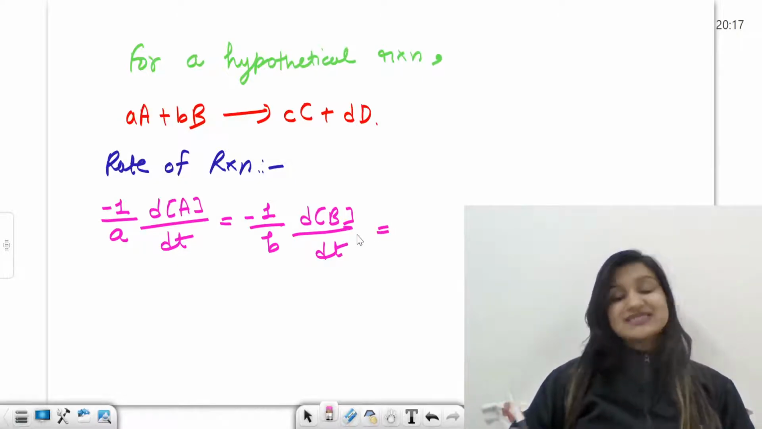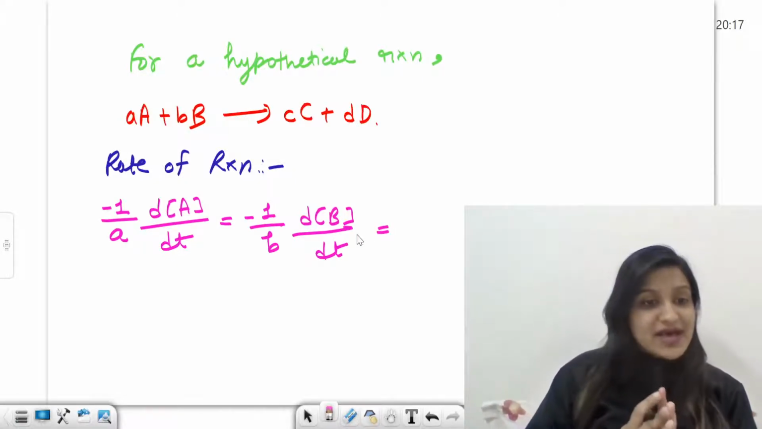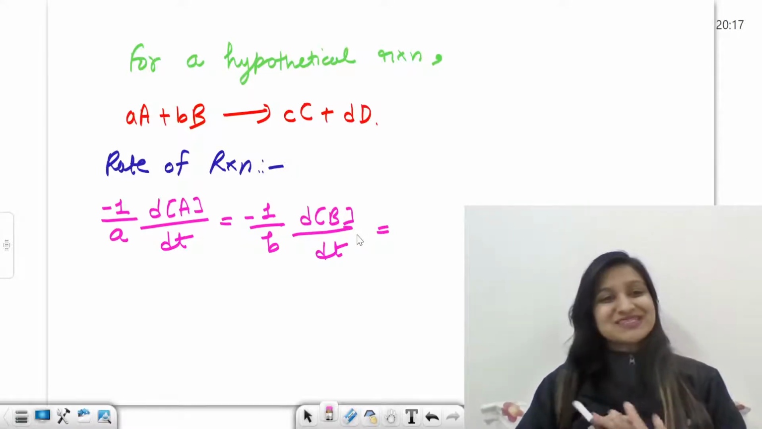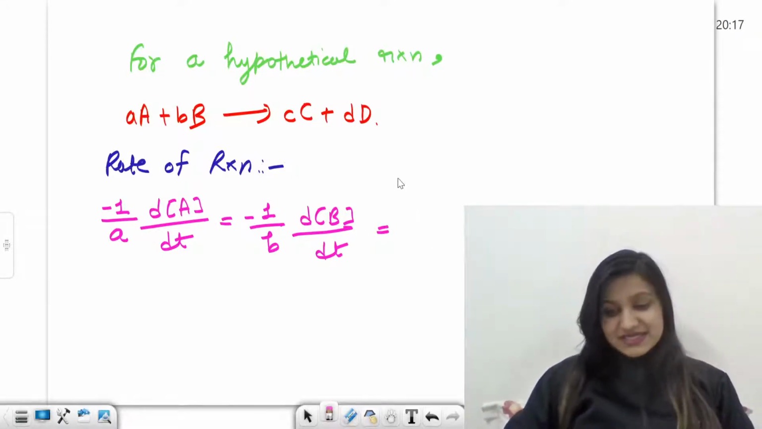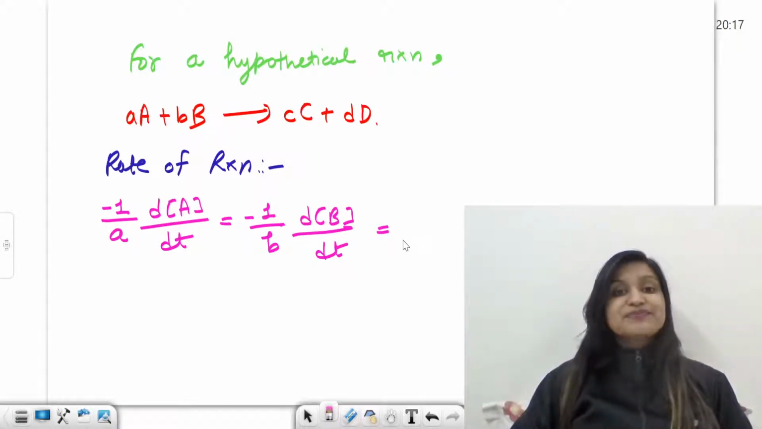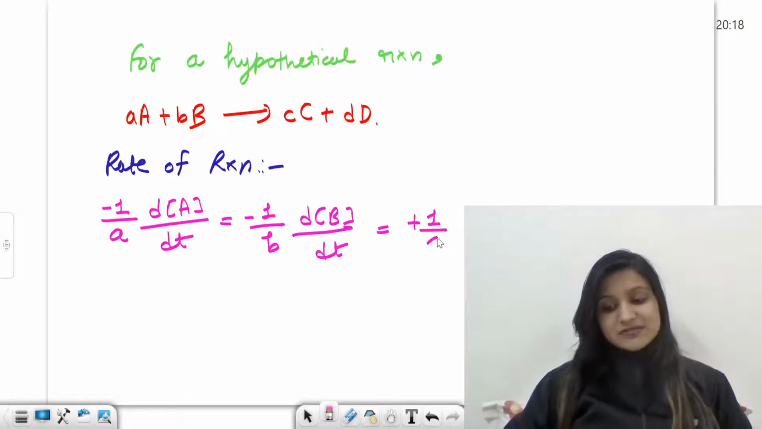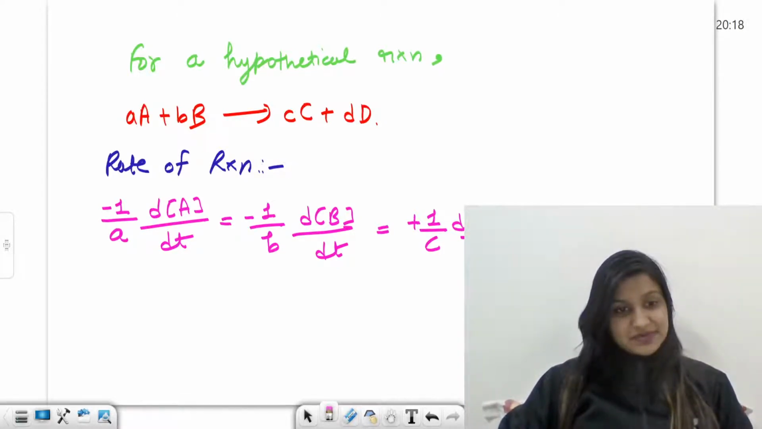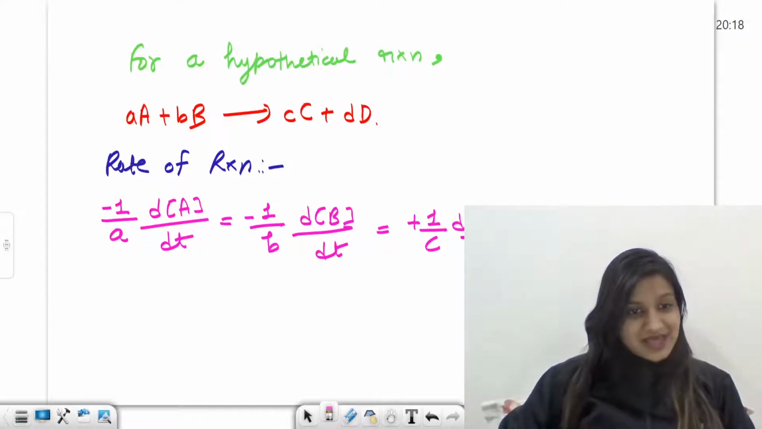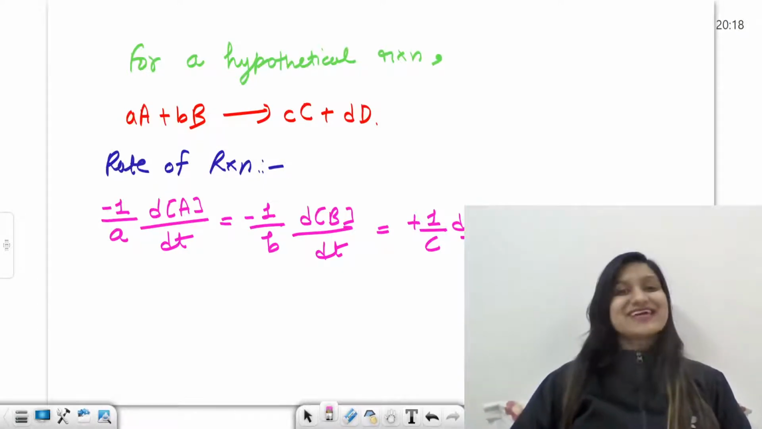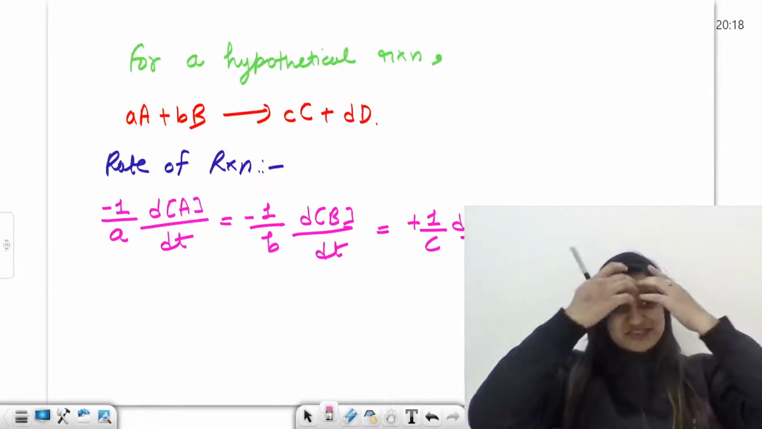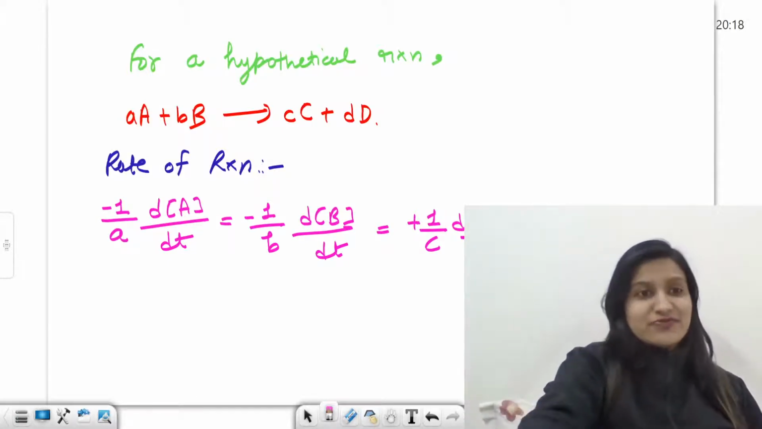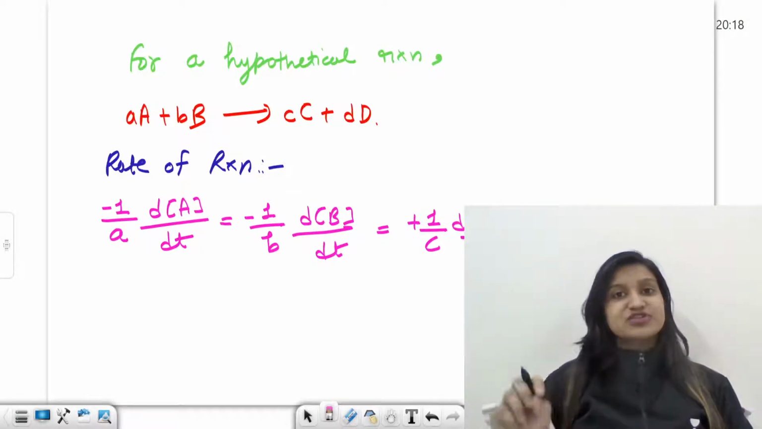Since now we are talking about the products, this will be plus 1 by c dC over dt, and it will be equal to plus 1 by d dD by dt. Hi Gulshan, how are you, beta? Yes child, I recognize you. Of course, I recognize all of you. Okay? So that's what your rate of reaction expression comes out to be.